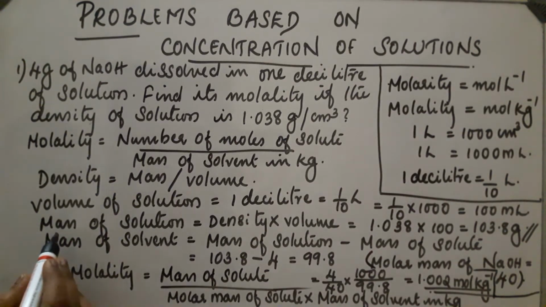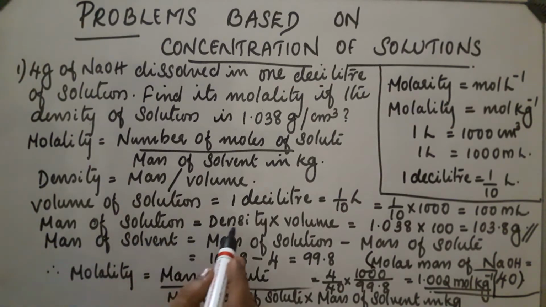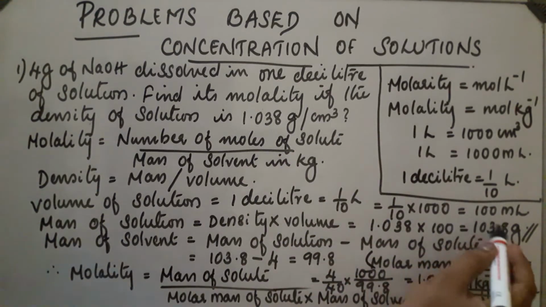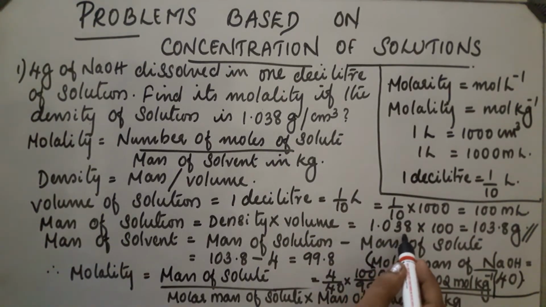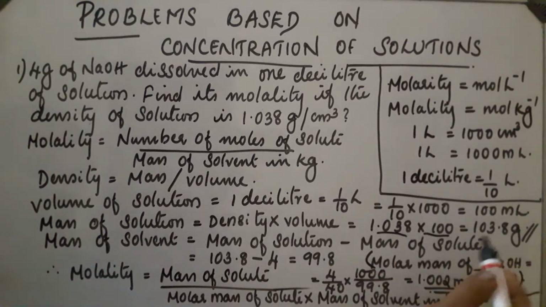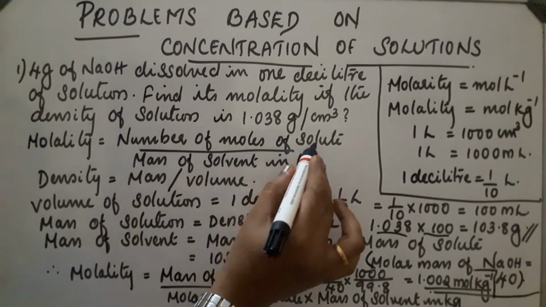Now we know mass of the solution, density equal mass by volume. So mass of the solution is equal to density into volume. Density is given and volume is given. So density is 1.038 into 100 ml. Answer is this much gram, 103.8 gram.